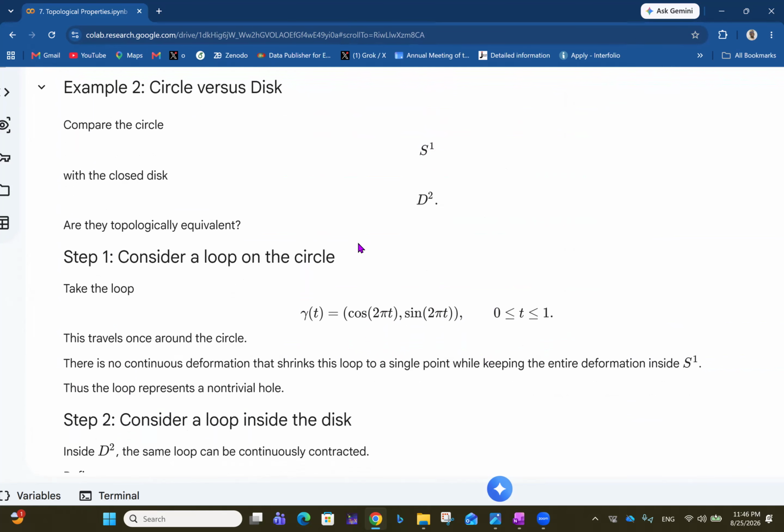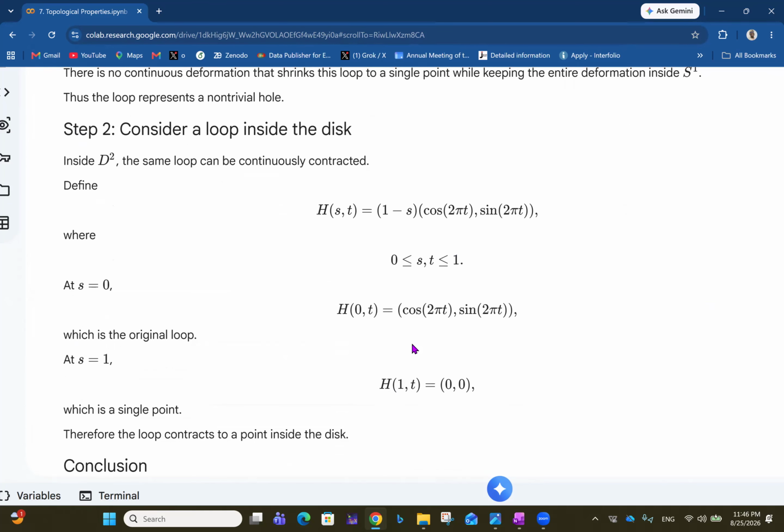Compare the circle S1 with the closed disk D2. Are they topologically equivalent? First of all, consider a loop on the circle. Take the loop gamma of t equals (cos 2 pi t, sin 2 pi t), where t goes from 0 to 1. This travels once around the circle. There is no continuous deformation that shrinks this loop to a single point while keeping the entire deformation inside S1. Thus, the loop represents a non-trivial hole for a circle.